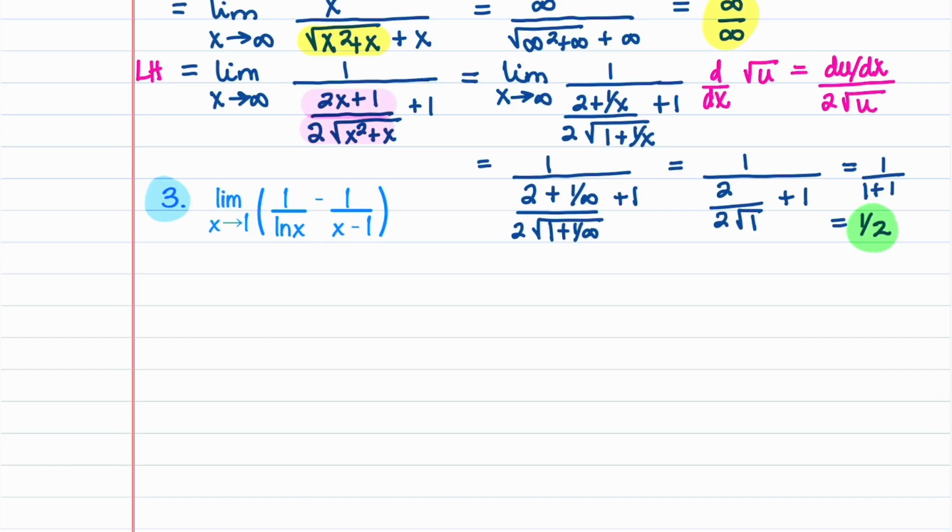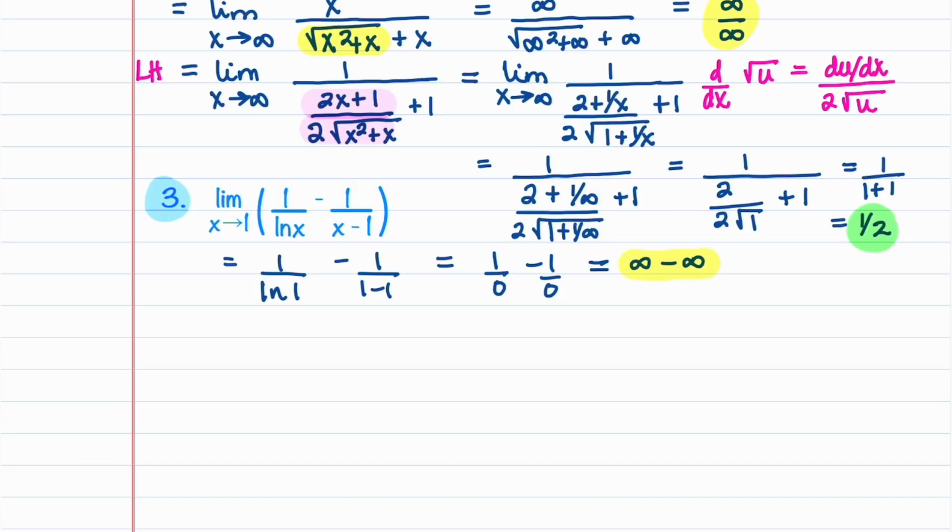In this example, we're taking the limit of 1 divided by natural log x minus 1 over x minus 1. Let's start by letting x be equal to 1. So we have 1 divided by natural log 1 minus 1 over 1 minus 1. Natural log of 1 is 0, so this is 1 over 0 minus 1 over 0. And we have the indeterminate form infinity minus infinity.